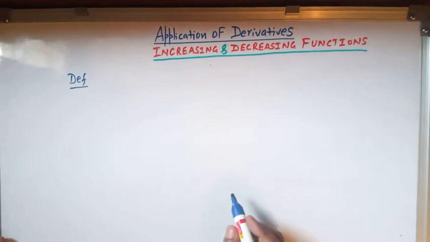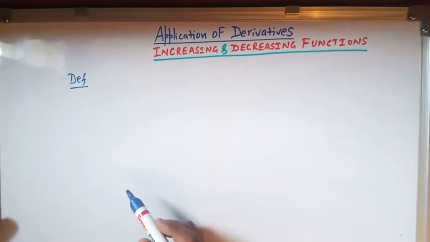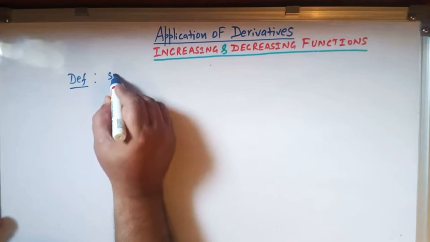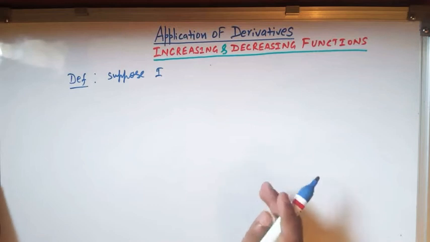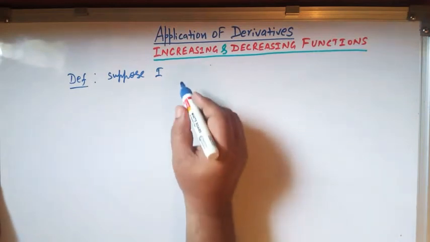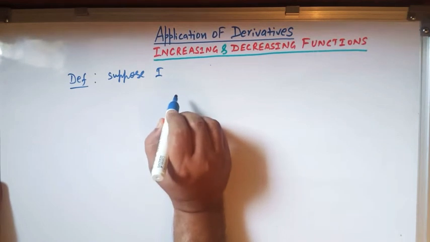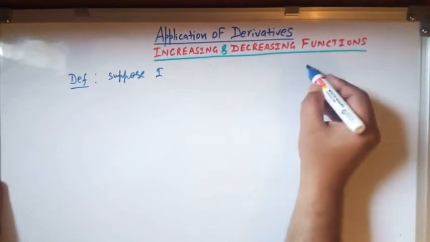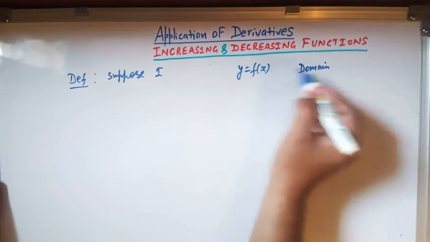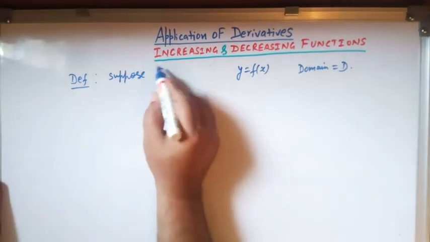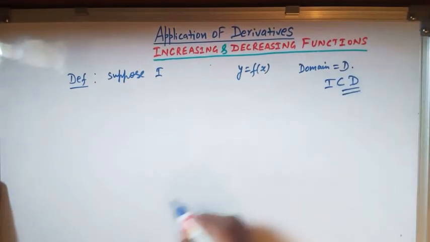Now viewers, let us take the formal definition of increasing and decreasing functions. Suppose I be an interval which is contained in the domain of a real valued function f. That is, let the domain of the function y equal to f(x) be D, and I be any interval which is a subset of this domain D.